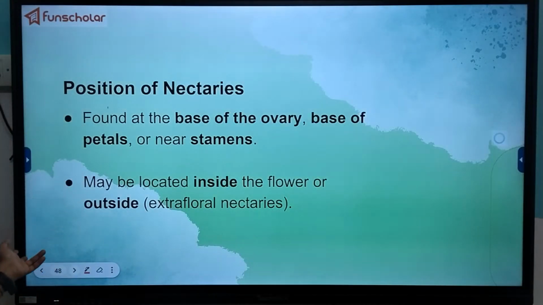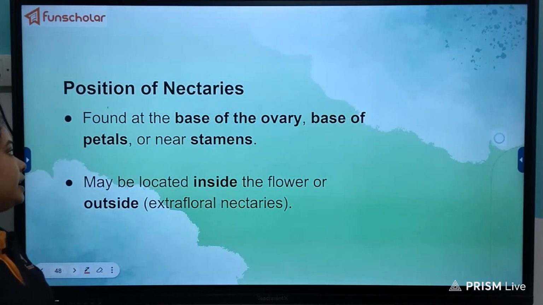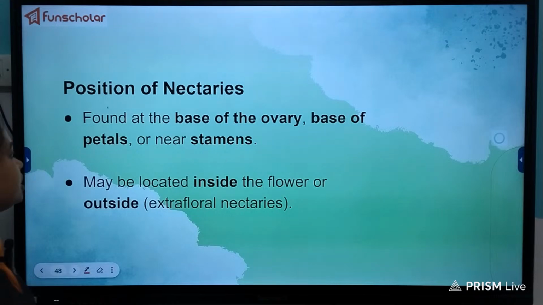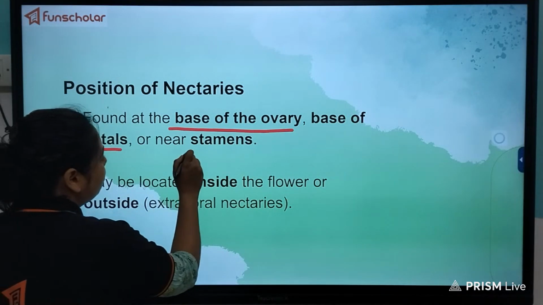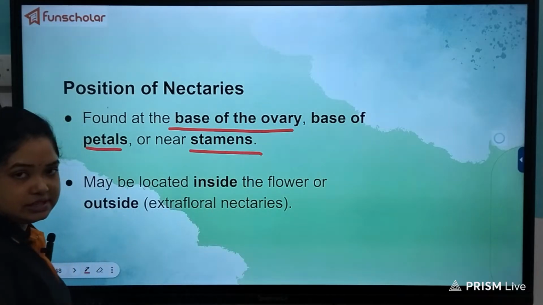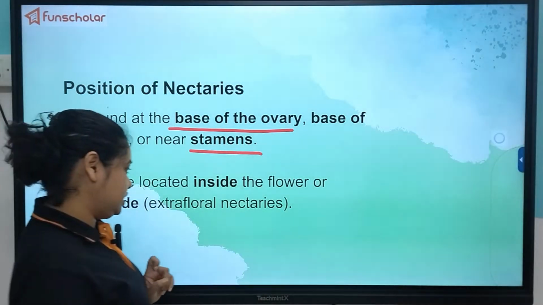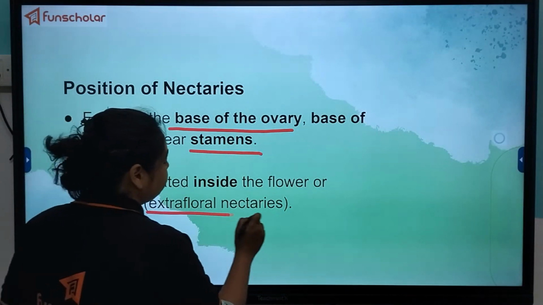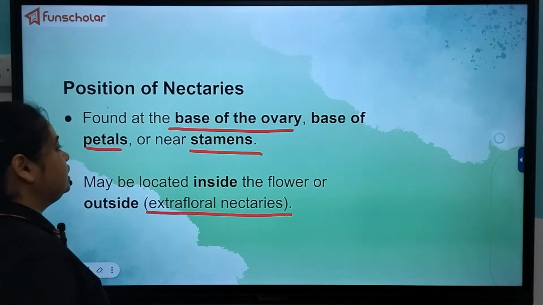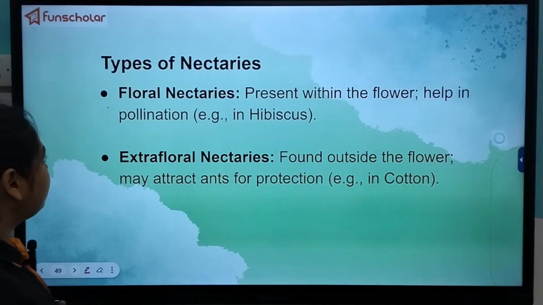Now, position of the nectaries. Where can we find the nectaries usually located? Nectaries can be usually positioned at the base of the ovary, base of the petals or near the stamens. Now they can be either inside the flower or outside. When they are outside the flower, they are known as extrafloral nectaries. So let's try to understand them one by one.